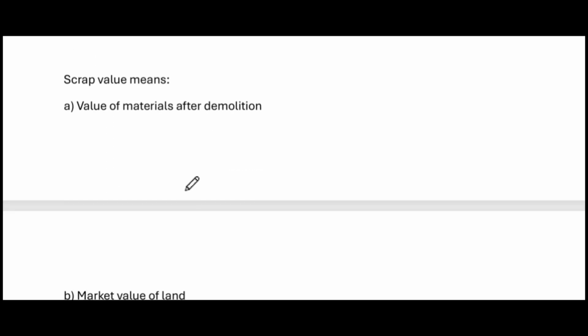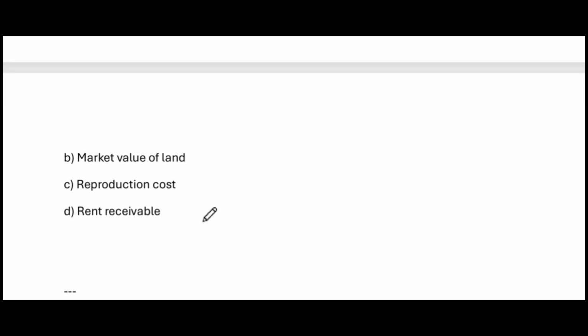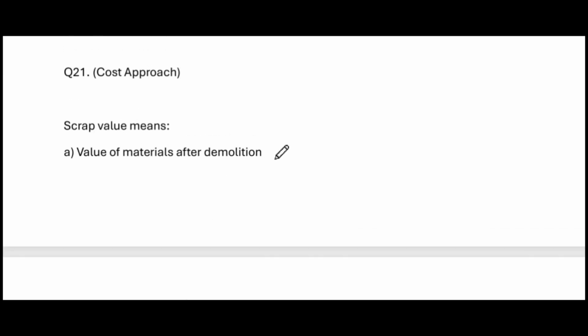Scrap value means: value of materials after demolition, market value of land, reproduction cost, or rent receivable. The first one, value of materials after demolition. Ethics. Conflict of interest means: valuer involved in transaction, valuer maintaining independence, client disclosure is full, or market data is transparent. The answer is valuer involved in transaction.